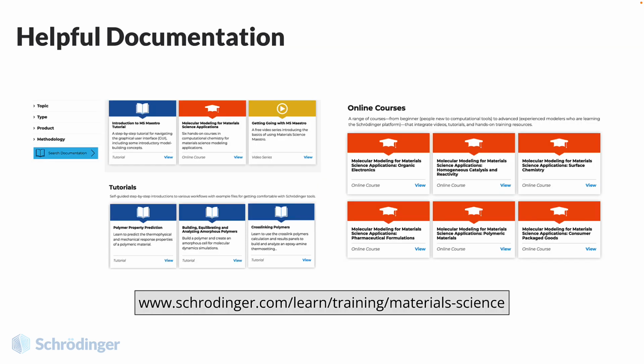Explore the detailed documentation at www.schrodinger.com/learn/training/materials-science, where you can access help pages, mini tutorials, and information on the online course offerings that could assist you in studying polymer systems, including Schrodinger's online course titled Molecular Modeling for Materials Science Applications, Polymeric Materials. Visit Schrodinger's online learning page for a full course description.